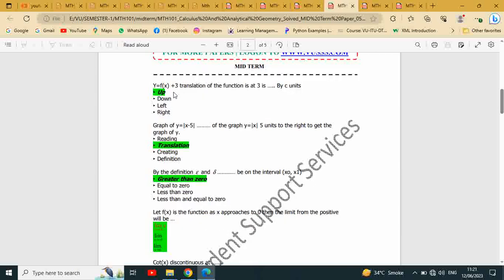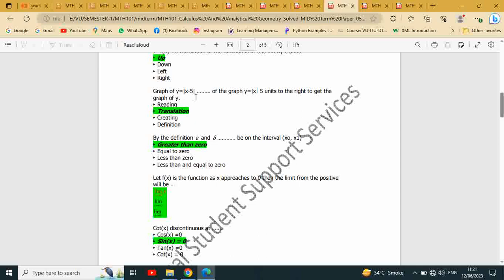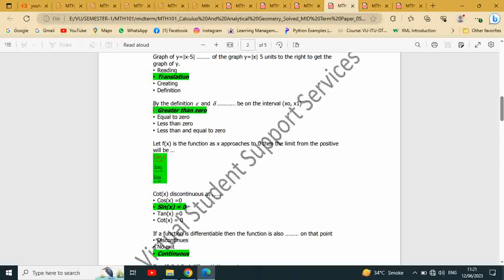The graph of y is equal to f of x plus c is a translation of the graph up by c units. The graph of y is equal to x minus 5 is obtained from the graph of y is equal to x by shifting 5 units to the right. By the definition of epsilon and delta, delta greater than 0 will be on the interval (x naught, x1).